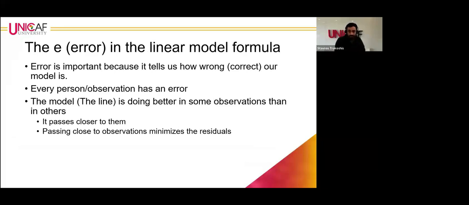The error, as we've seen so far, is important because it tells us how wrong or correct, depending on if you are a positive person or a negative person, the model is. Every observation has an error. Every observation is far or close to the line. And the model is doing better in some observations than in others. It passes closer to them, and passing close to an observation minimizes the error. Passing far from an observation maximizes the error.